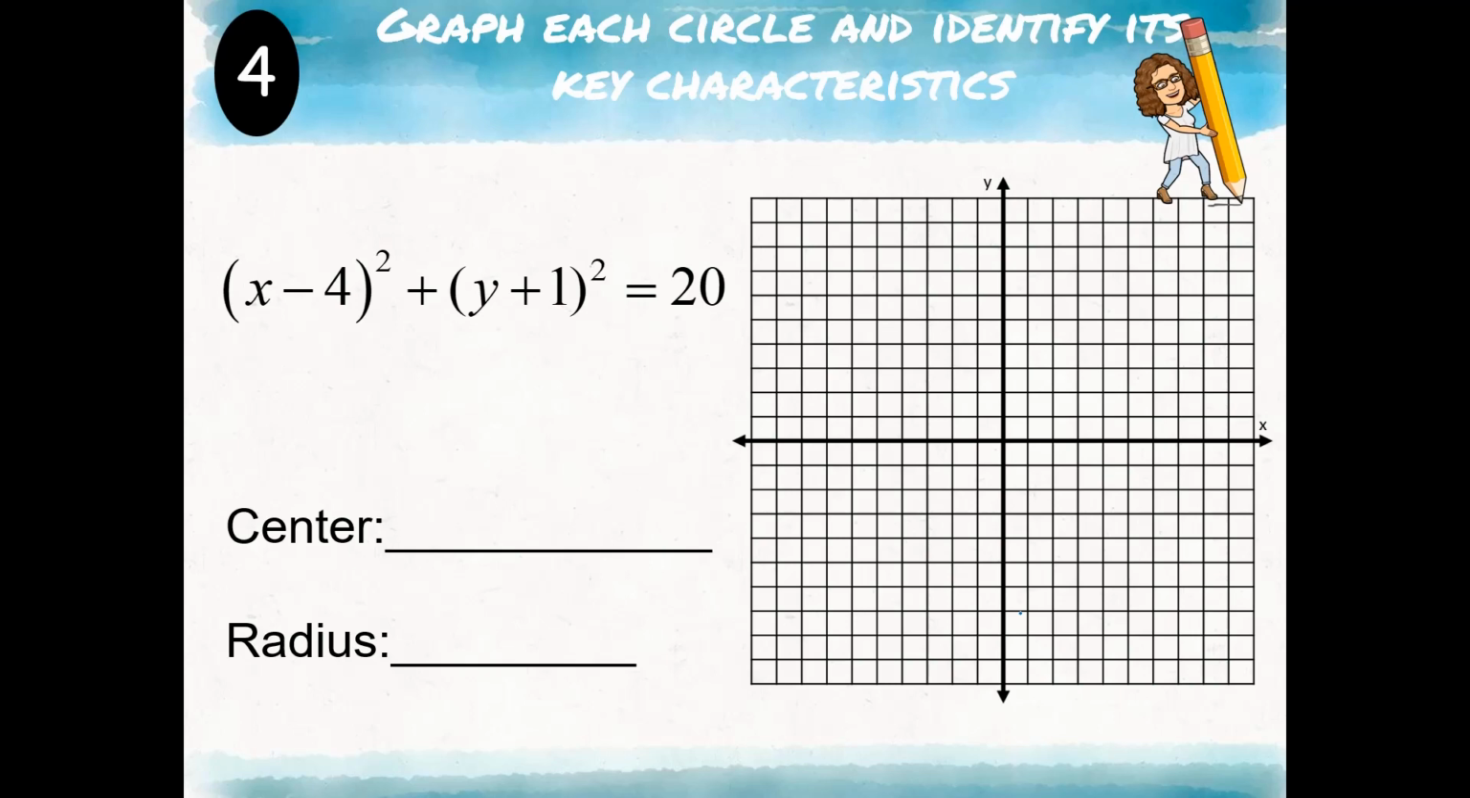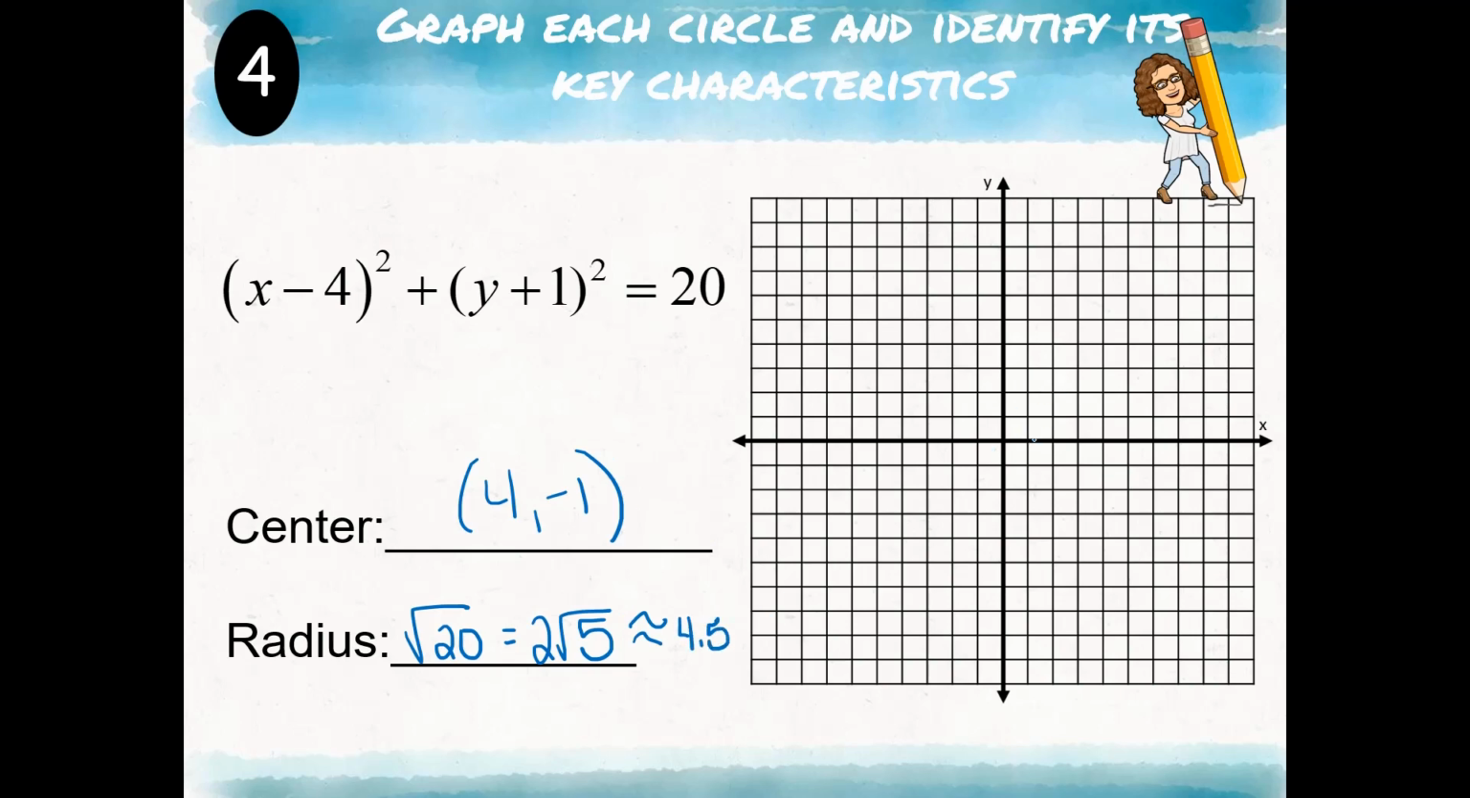Hopefully you paused. My center should be 4, negative 1. My radius is the square root of 20, which is also 2 square roots of 5. The square root of 20 has got to be roughly 4.5, because it's between 16 and 25.